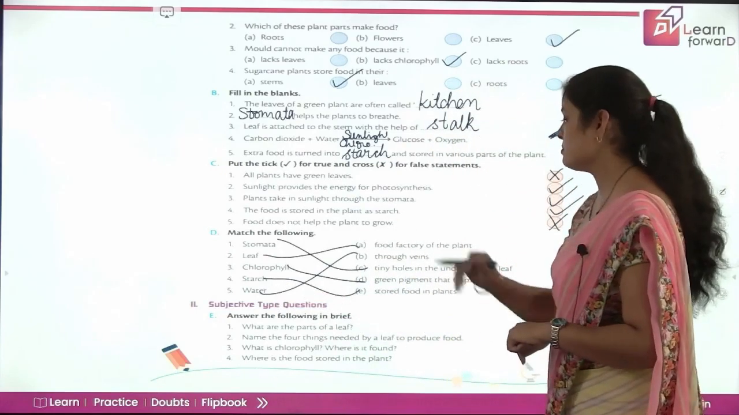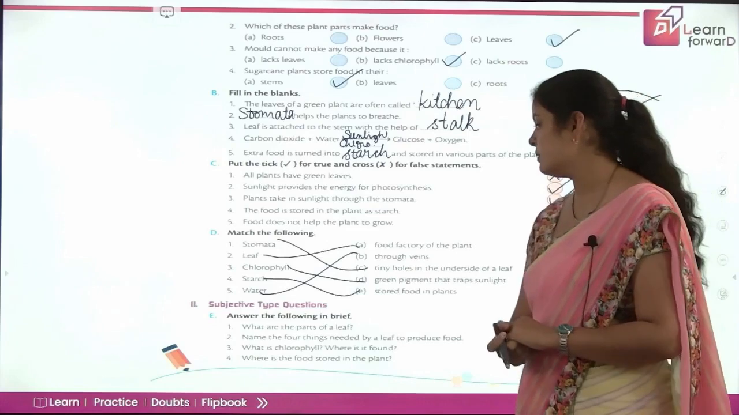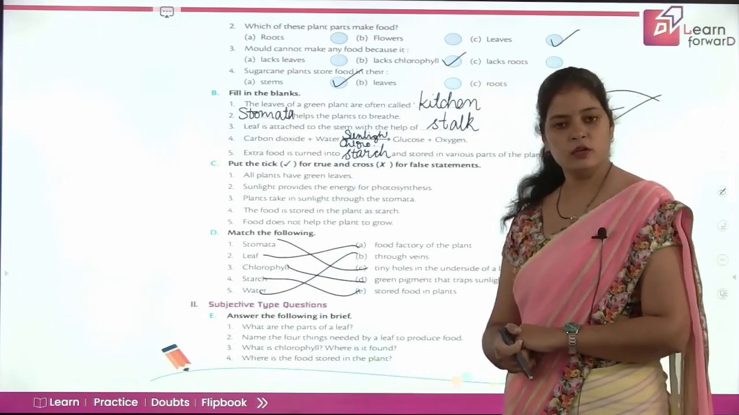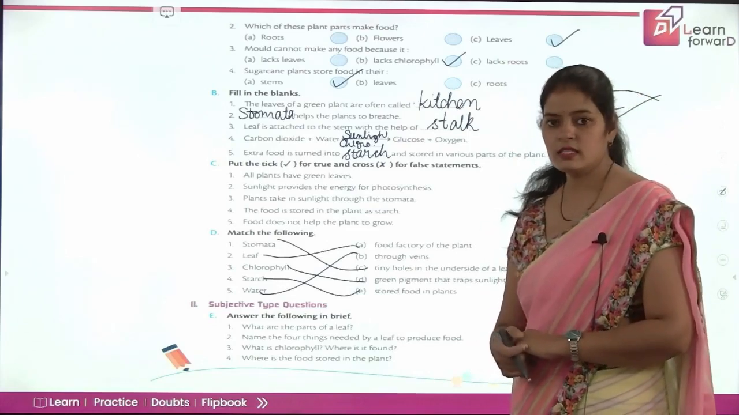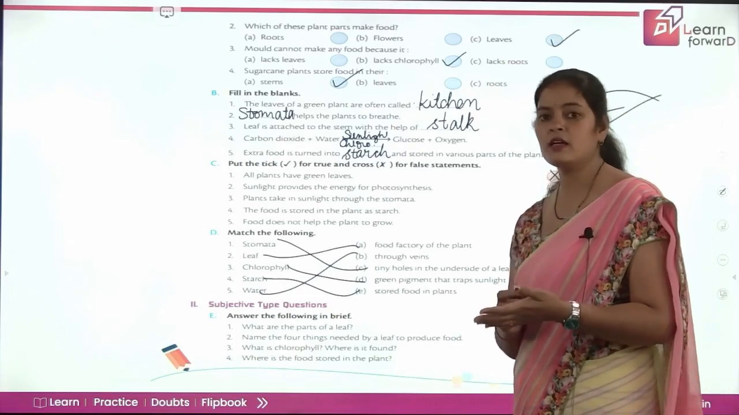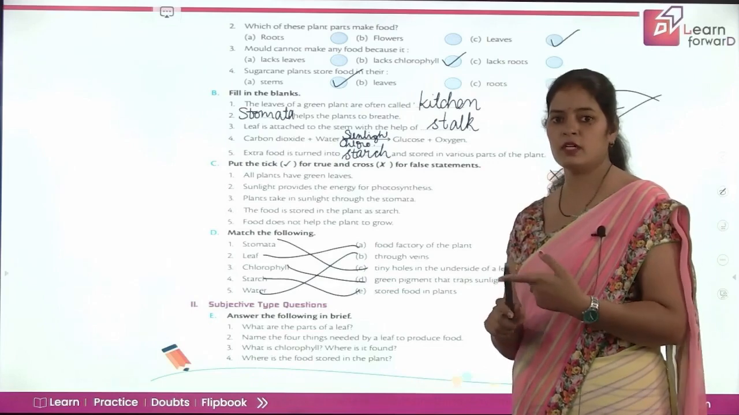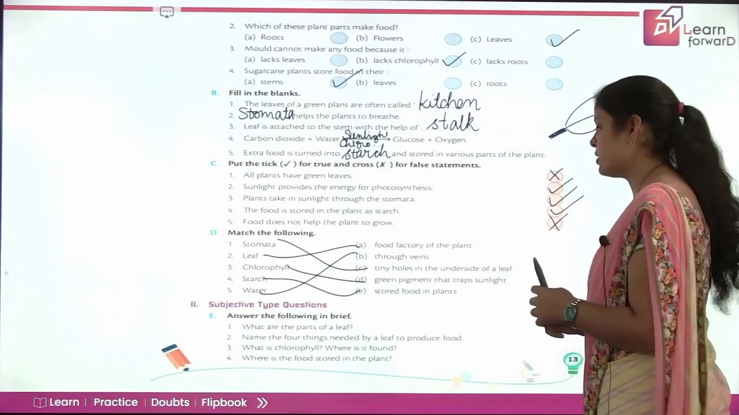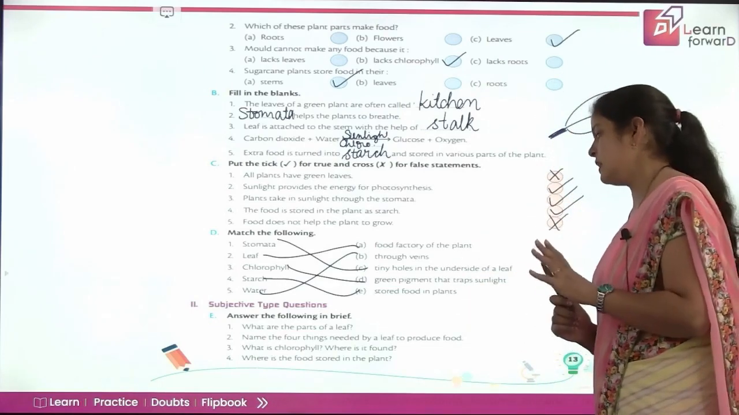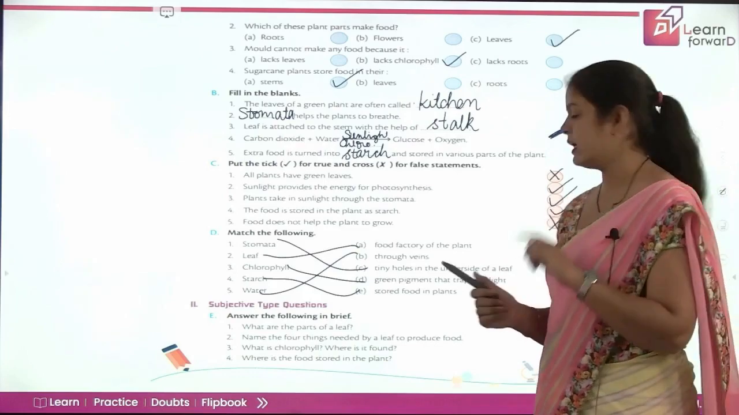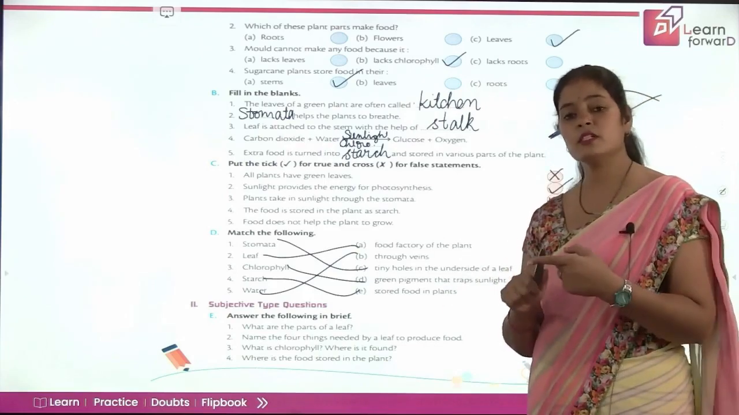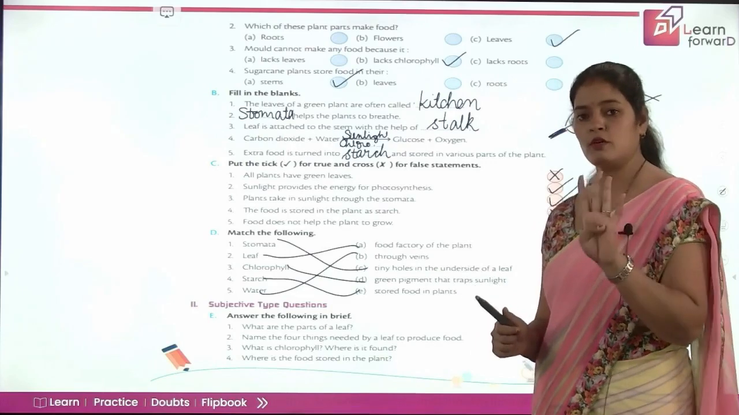Fine. Now subjective questions. Quickly I am answering here. What are the parts of the plant? Can you answer them? Yes, all the parts of the plant. These are root, stem, then leaves, branches, bud, flowers. Okay. Stomatas you can also write. Now name 4 things needed by the leaf to produce food. Again this question is your homework because we have discussed several times the 4 requirements of photosynthesis.